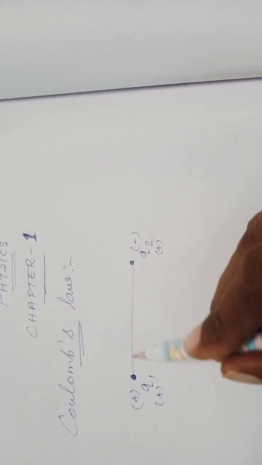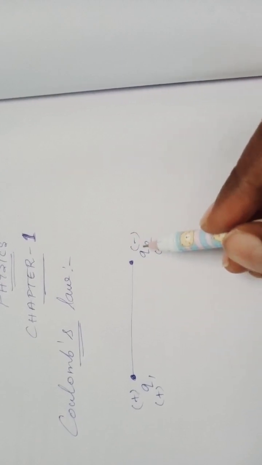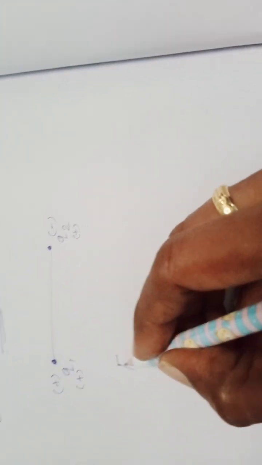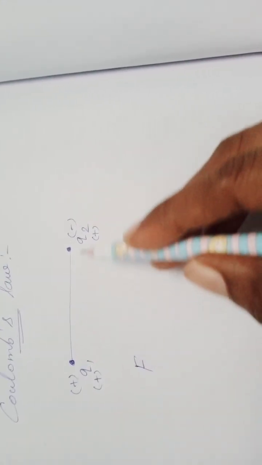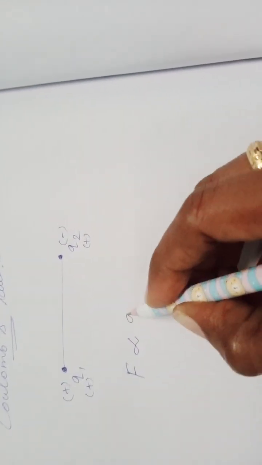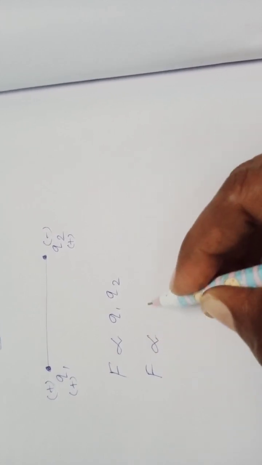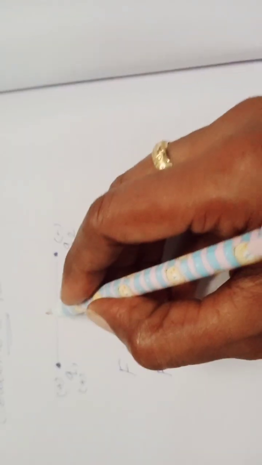That amount of force present between the two charges will depend on some factors. So let us see what they are. This force which is present between these two charges is represented as F, and it is found to be directly proportional to the product of the two charges, that is Q1 Q2. So we can write F is proportional to Q1 Q2. And this force is also found to be proportional to 1 by r square, where r is the distance between the two charges.